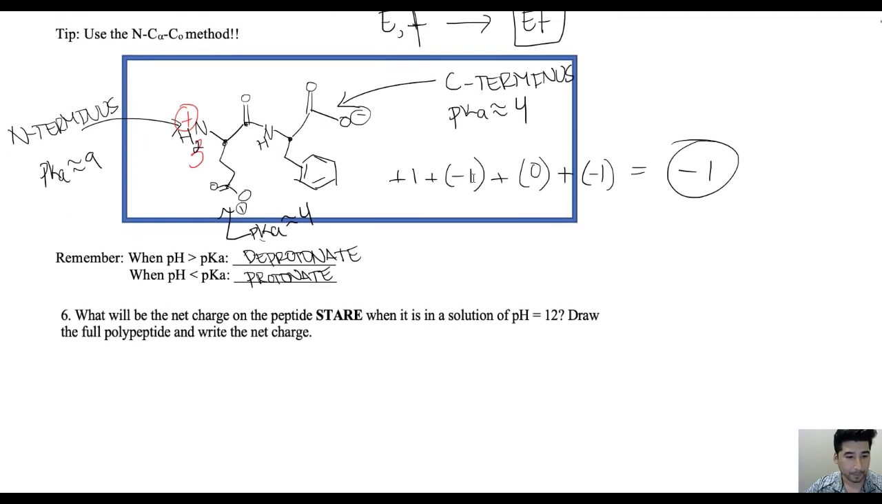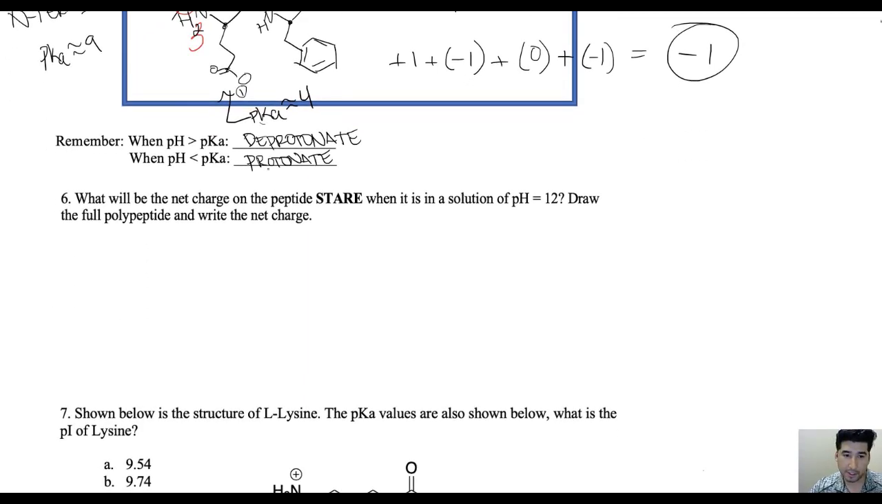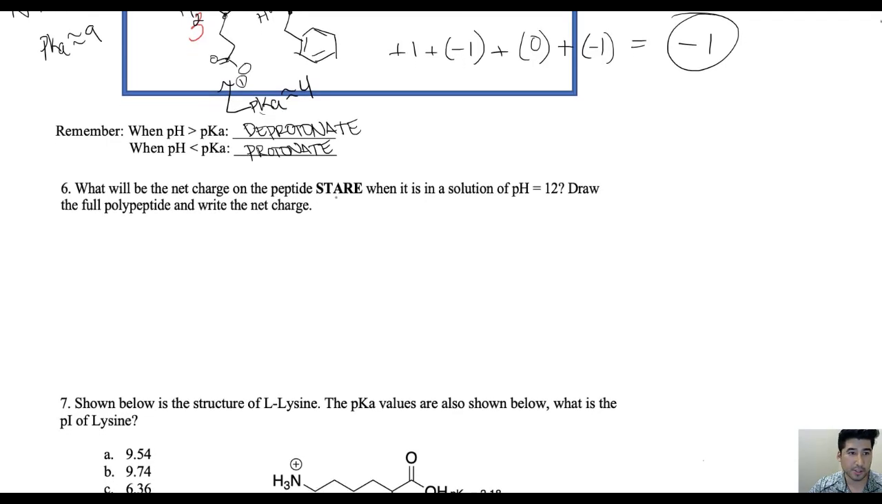Okay, we're doing good. Alright, so what will be the net charge on the peptide STAR when it is in a solution of pH 12? Okay, so S is for serine. Well, we're going to use the NCaCO method for every single one of these. So that's NCaCO, NCaCO, NCaCO, NCaCO, and NCaCO. Remember, you're going to have one NCaCO for every single one of these letters.